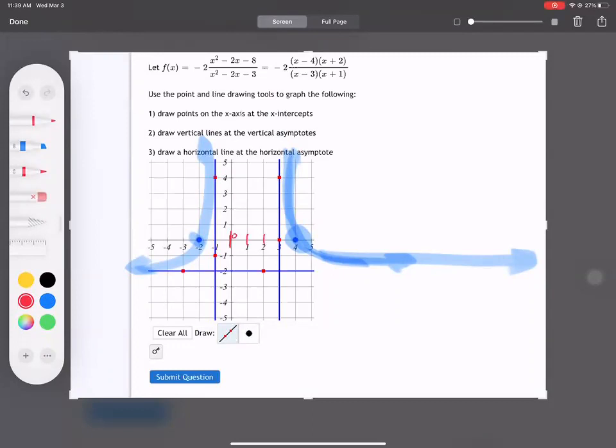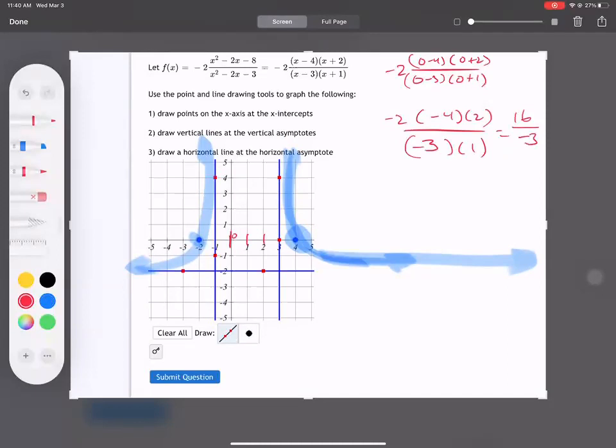Let's pick 0. If I plug in 0, that'll be 0 minus 4, 0 plus 2, 0 minus 3, and 0 plus 1. That's going to be negative 2 times negative 4 times 2 over negative 3 times 1. This gives us 8 times 2 is 16, positive 16 over negative 3. Take a look, this value is negative 5.33 because 3 goes into 15 5 times, remainder 1/3.